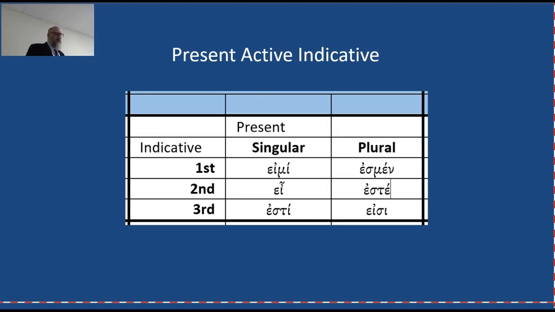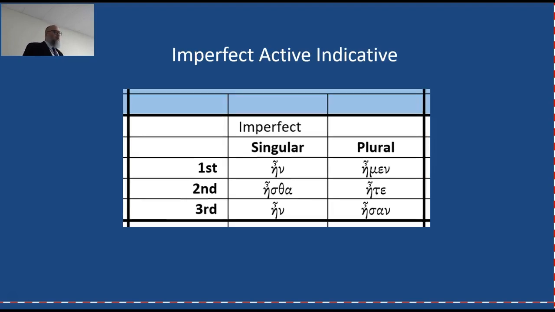So this is a present active indicative. This is the imperfect active indicative. So it's still active, so the subject is doing the action if it were a transitive verb. It's still stating a fact, but now it's the imperfect. And the imperfect is the past continual tense. If you use paint, it would be, I was painting my house over and over again. This is the imperfect of Eimi.